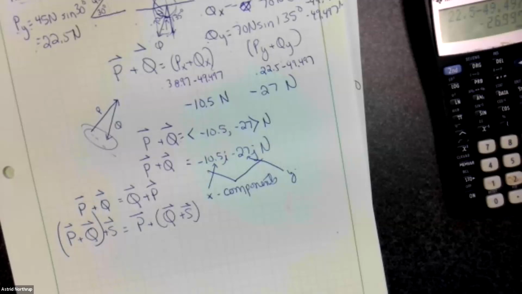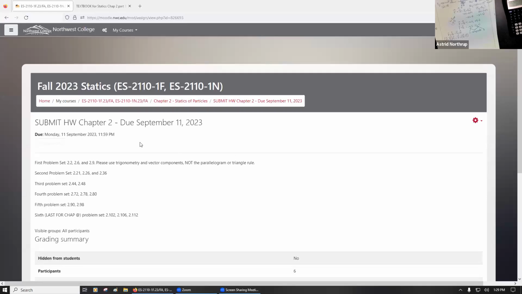Let me share my screen here. When you click on the submit button, you'll see different problem sets, but you hand all of those problem sets in together. In other words, all the homework for chapter 2 comes in as a single Moodle submission. But here, the first problem set is 2.2, 2.6, and 2.9. And as it says, use trig and vector components, not the parallelogram or the triangle rule, which I call the quadrilateral rule. Still don't use it.